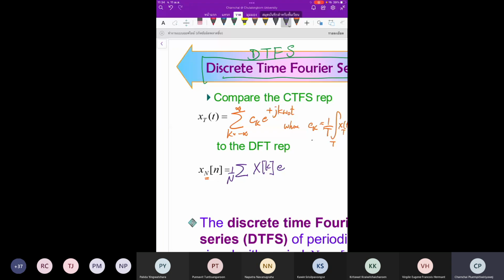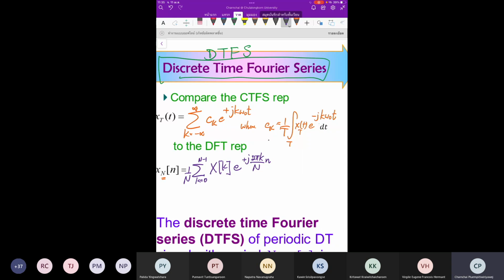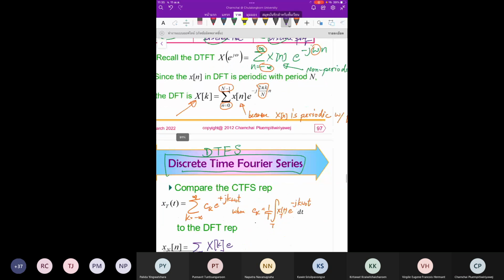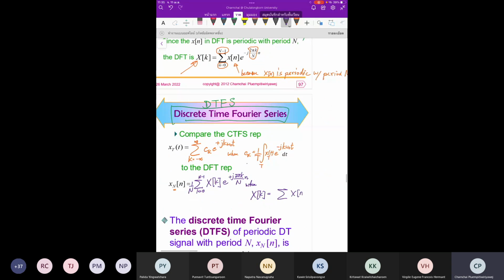Okay, there's a 1 over n here, and e to the plus j 2 pi k over capital N, n, right? K from 0 to capital N minus 1. Okay, where xk is this one, summation of xn, is this one here. Okay, e to the minus j 2 pi k over capital N times n from 0 to n minus 1.